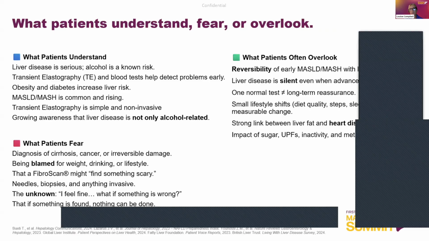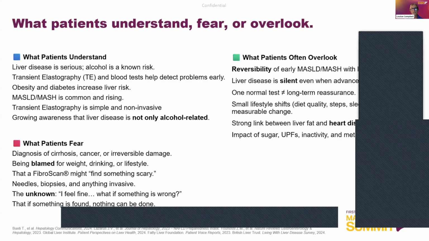So liver disease is serious, and most people know alcohol is a risk, but they forget that food is a risk, the quantity that we take, the atmosphere that we breathe in, the social areas that we come from. Transient elastography and blood tests help detect problems early, but people are sometimes scared of finding a problem. Obviously, obesity and diabetes increase risk, but slim people have fatty liver too. Different ethnic populations have different rates. So it's about looking at the person as a whole.